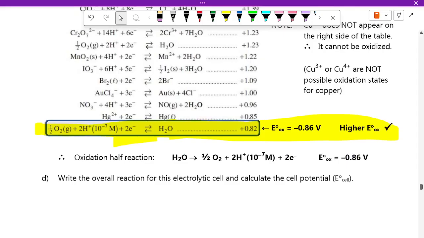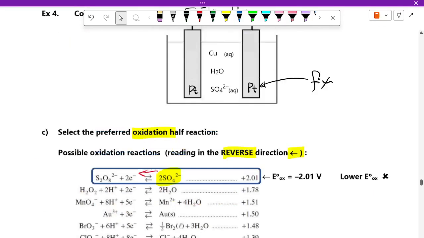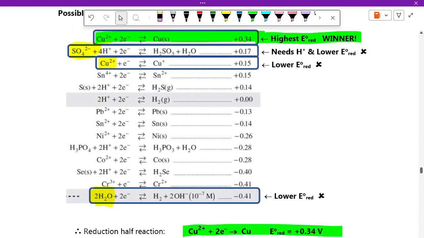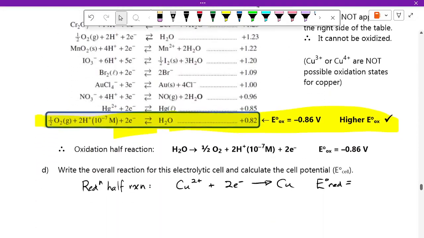Okay, let's write the overall reaction for this electrolytic cell and calculate the cell potential. So we have the oxidation half reaction. The reduction half reaction, again, was the copper one. So this is what we found on the previous page. Positive 0.34.